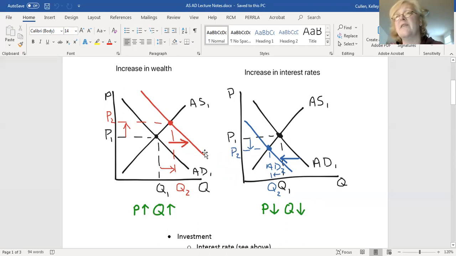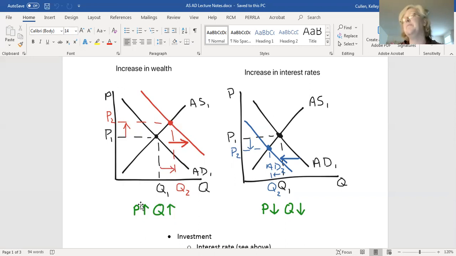Rightward shift in aggregate demand, find the new equilibrium up here at P2 and Q2. Make sure to label those, both P2 and Q2, and then use these nice directional arrows to show that both price and quantity went up. Report your results. Simple aggregate supply, aggregate demand analysis to analyze the effect of one event, in this case, an increase in wealth.